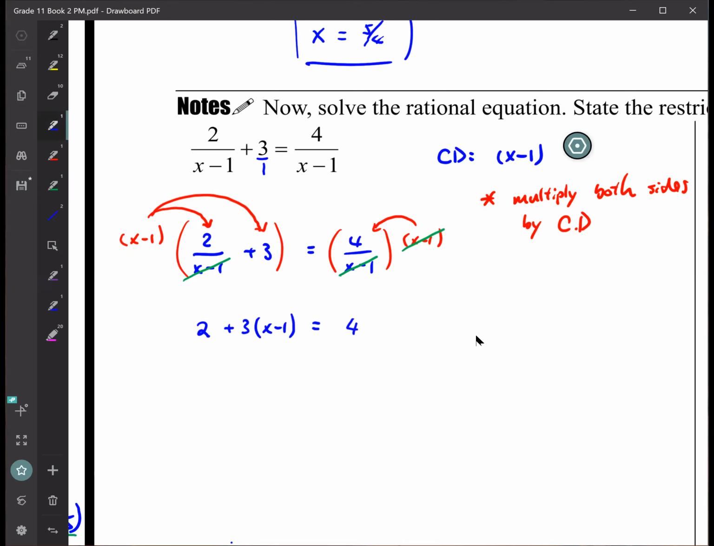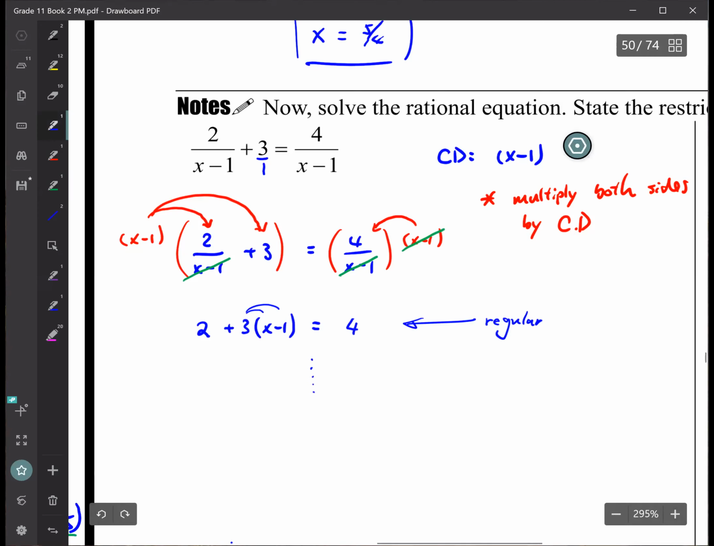Okay, so after that, right? So now you can see there's no more denominator. So this is a regular equation. Before was a rational equation, right? Right now it's just regular. Then you just solve this one, okay? Expand and isolate x, okay? I'll let you carry out this. When you get an answer, please raise your hand, okay?